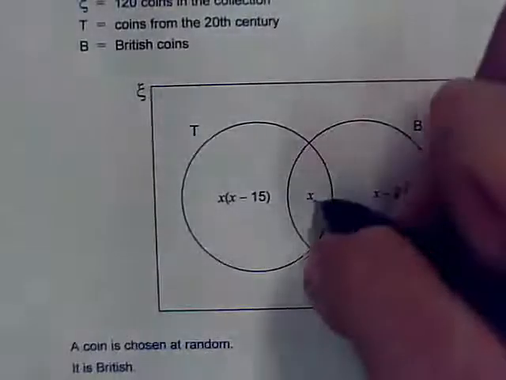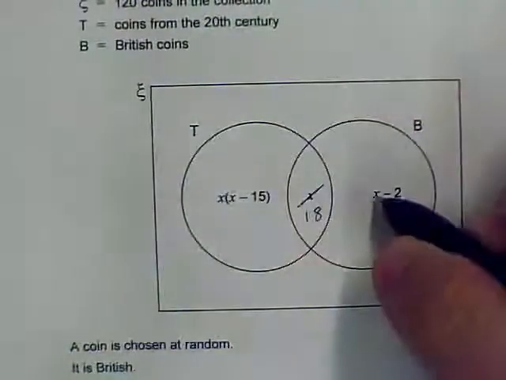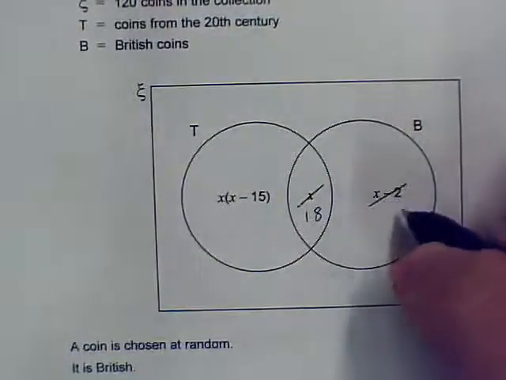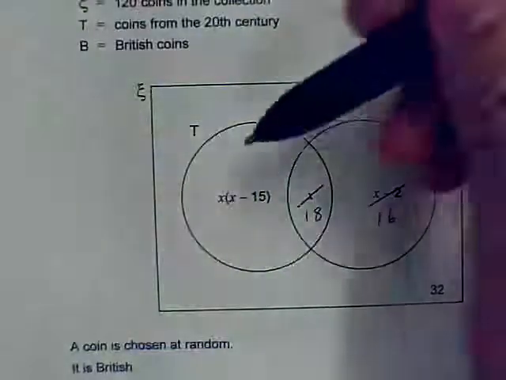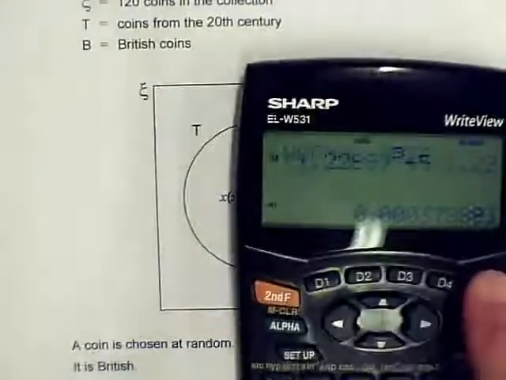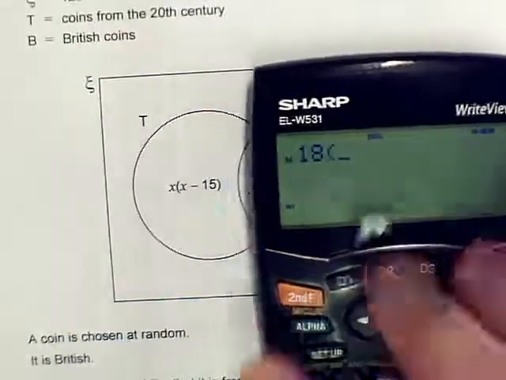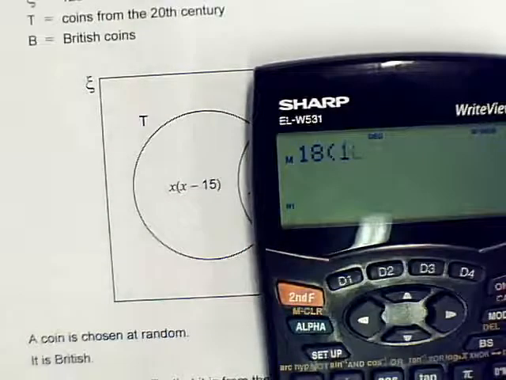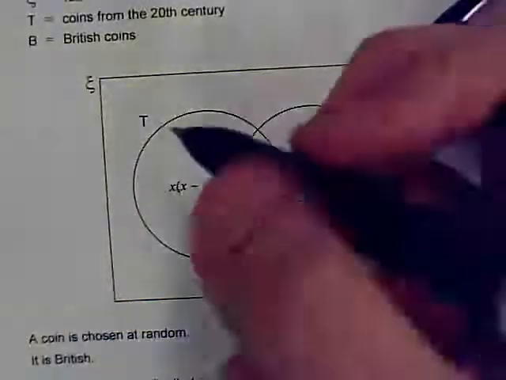So what I'm going to do is change that. So instead of x minus 2, it's 18 minus 2, which is 16. Now this bit, we know x is 18. We might as well put this into the calculator so I don't make any mistakes. I'm going to do 18 brackets, that's 18, so it's 18 minus 15. And I get 54. So I know that this evaluates to 54.